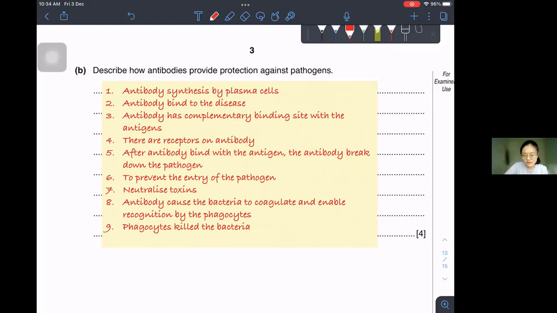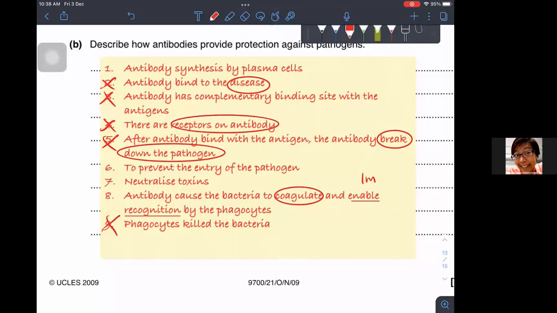Two, 4, 5, 6, and 9. Yes, Andrea, but there is one of the points you stated that is actually correct. So the correct points are actually 1, 6, 7. 8 is actually half correct, half wrong.